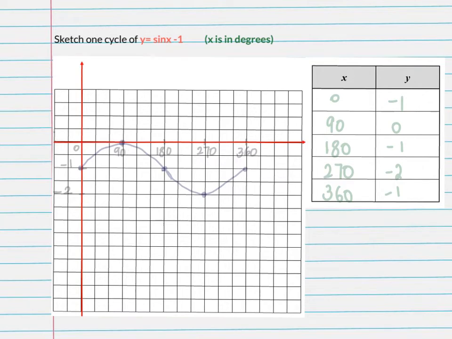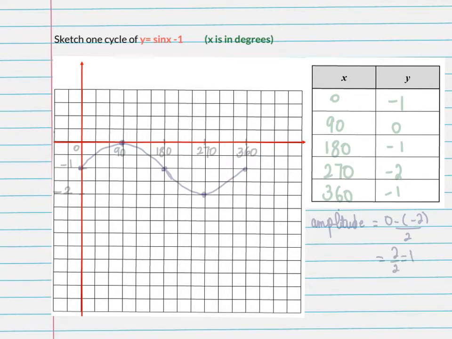If you want to verify the amplitude given in the function, a is equal to 1, so the amplitude is the absolute value of a, which is 1. And then if you want to verify it from the graph, the amplitude is equal to the y value of the maximum, which is 0, minus the y value of the minimum, which is negative 2, all divided by 2, and that's 2 over 2, 1.